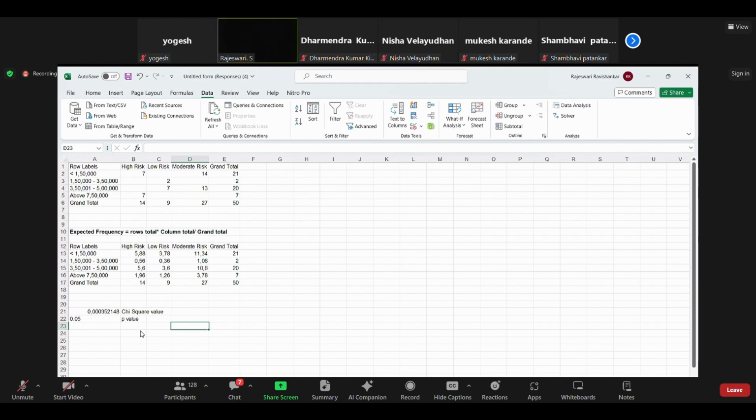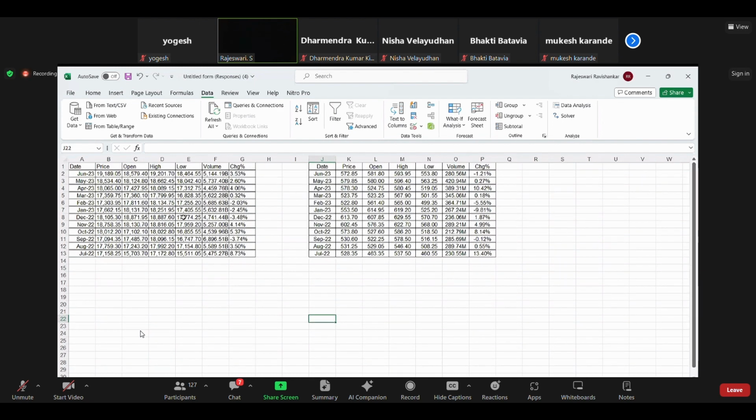So in inferential statistics, we talked about what chi-square is, and we have also seen how we tested it. The next part is correlation. As I told you, correlation can be done only on continuous series or continuous variables. Continuous variables mean like this.